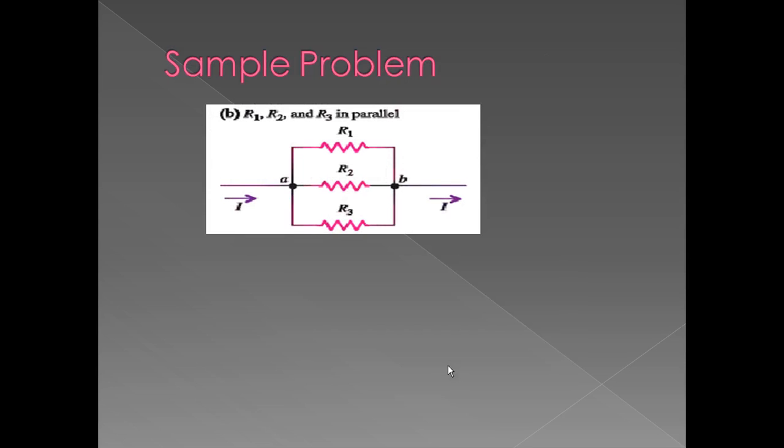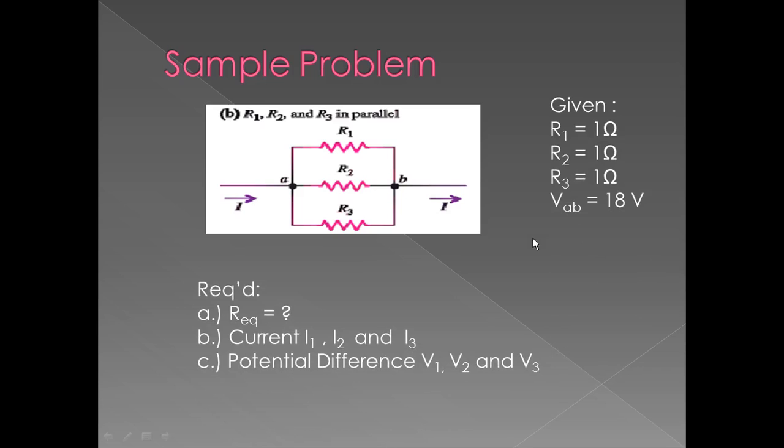Okay, so just like what I have illustrated earlier, you could actually connect any number of resistors in parallel. Just like what we see in this case, R1, R2, and R3 are connected in parallel. Now, suppose each of the resistors has a value of 1 ohm, and they are connected in parallel to a power source V sub AB equal to 18 volts. You are asked to get the value of the equivalent resistance, the value of the individual currents, and the value of the potential difference of each of the resistors, V1 to V3. Okay, so this would be part of your exercise.